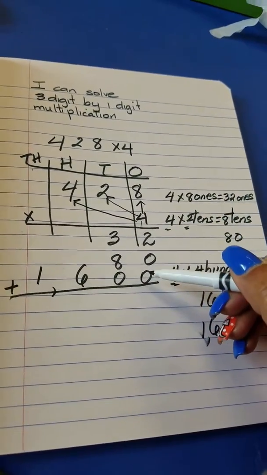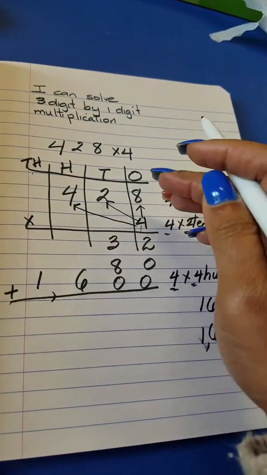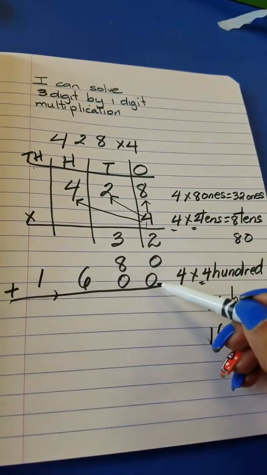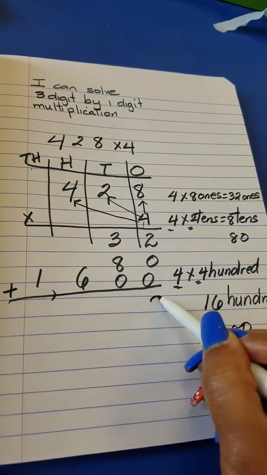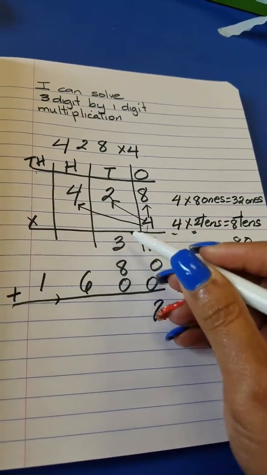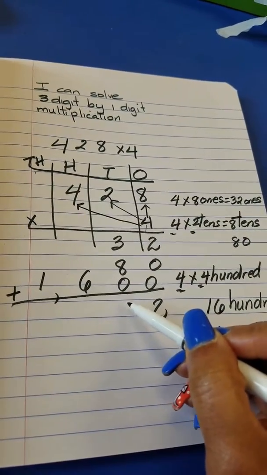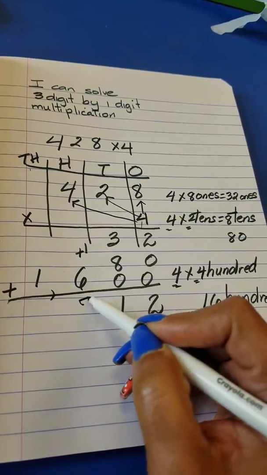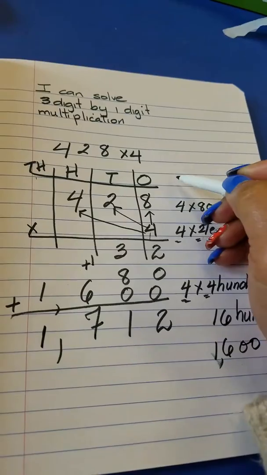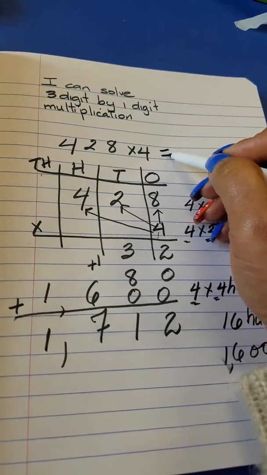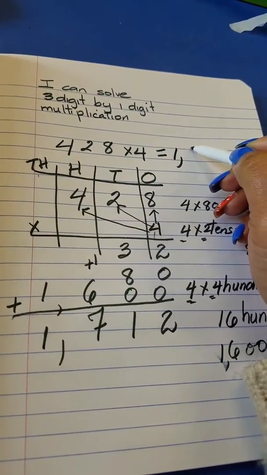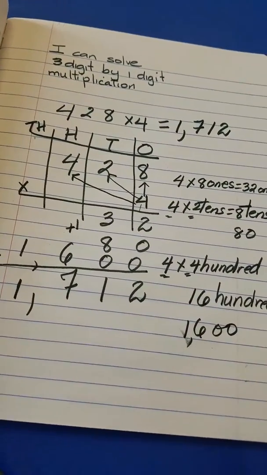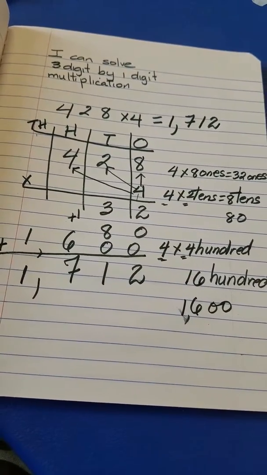These are considered our partial products, which means part of these answers now have to go together in order for us to get our full answer. When we're done, we'll add all our partial products. That's giving us 2. 8 plus 3 is 11. 6 plus 1 is 7. 1. Thus, 428 times 4 gives us a grand total of 1,712. This is just one way of solving a multiplication problem.